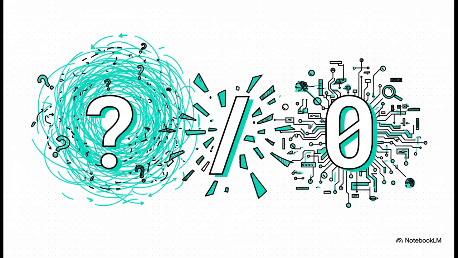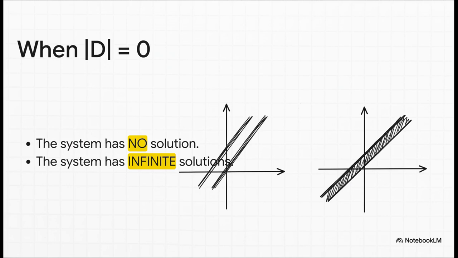But that doesn't mean the information is useless. Actually, it tells us something very specific about the system of equations itself. When that main determinant is 0, it's a huge signal that the system is unusual. It means one of two things is true. Either the lines are parallel and they never ever cross, meaning there's no solution, or the lines are actually the exact same line, right on top of each other, meaning there are infinite solutions. Cramer's rule helps us spot these special cases right away.